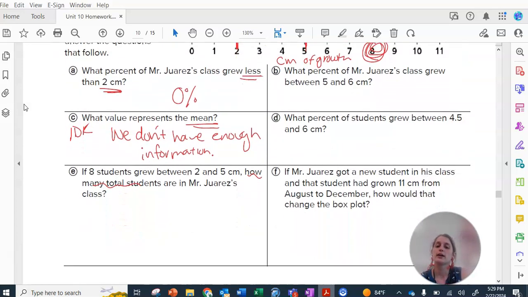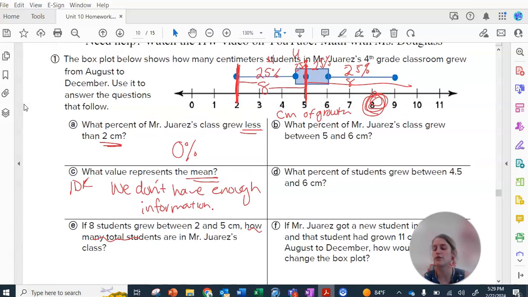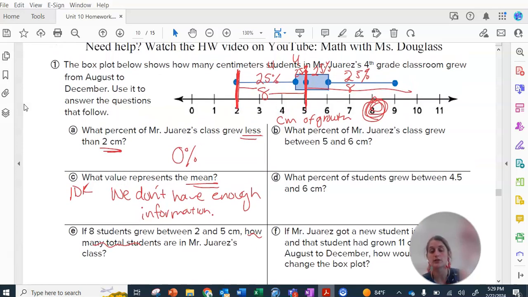Part F, if Mr. Juarez got a new student in his class and that student had grown 11 centimeters, how would that change the box plot? A lot of different things would change. I don't need you to list every single thing that would change because almost everything will change. But let's see, if I were to put 11, this is now connected to this line, which means my maximum is no longer 9. You could tell me something about the maximum changed. The range changed because now I have a different maximum that's going to impact things that the maximum creates.